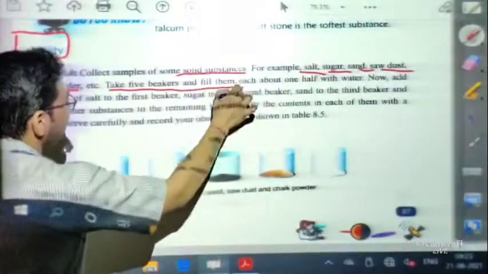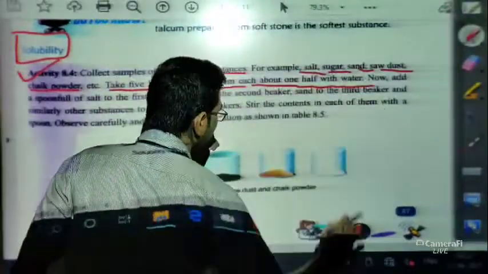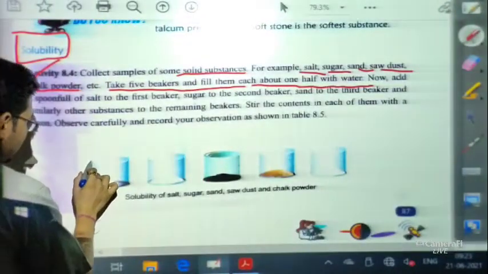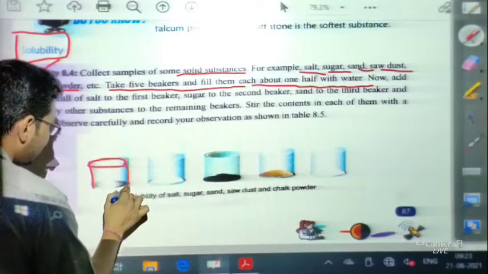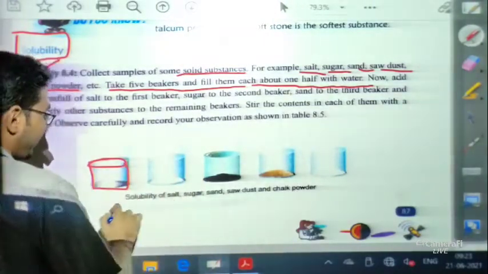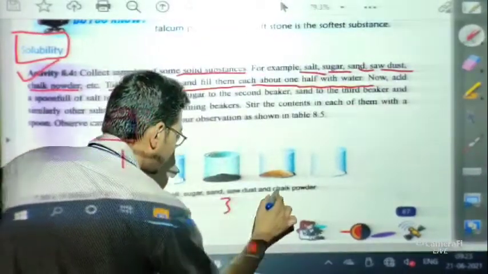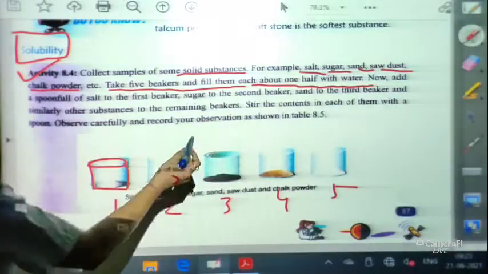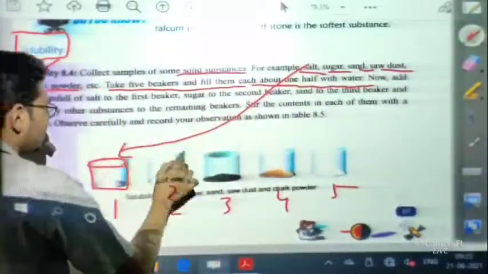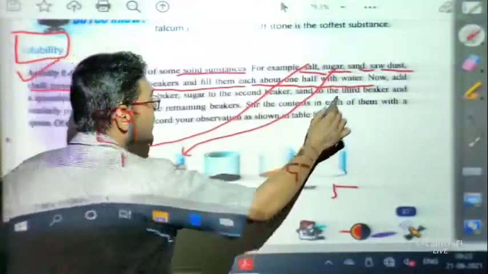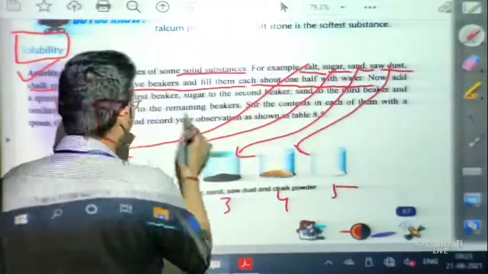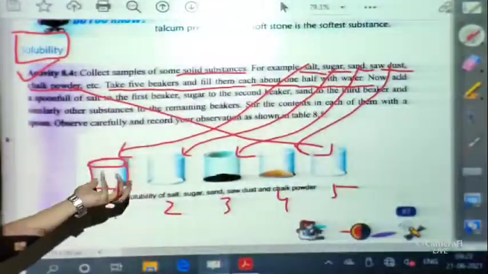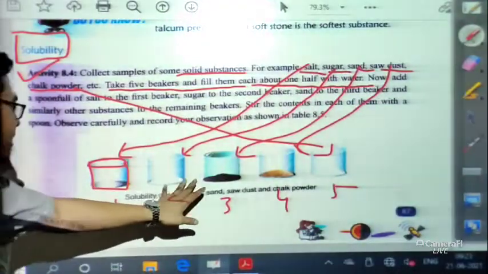And take 5 beakers and fill each about half with water. You can see here, students, this type of structure we call a beaker. Here we have taken 5. You can see this is 1, this is 2, this is 3, this is 4, and this is 5. In the first beaker we take the salt, in the second beaker the sugar, in the third beaker the sand, in the fourth beaker the sawdust, and in the fifth beaker the chalk powder. In this way we have taken these things. You can see different materials in different beakers.